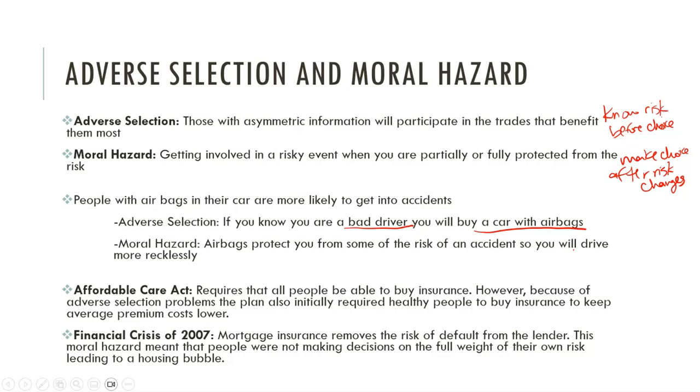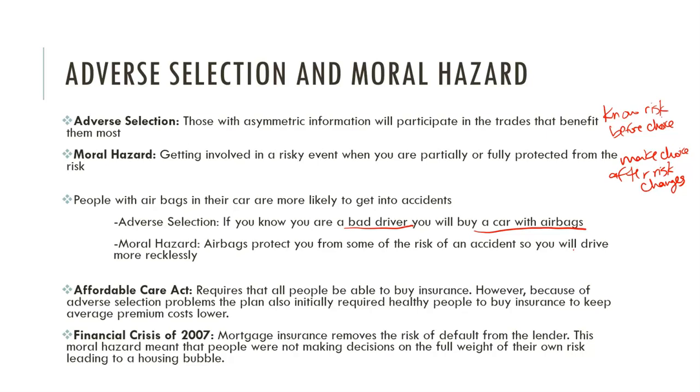Financial crisis of 2007, we had mortgage insurance. And this is still required if you get a home loan. If it's a certain amount of money for a certain number of years, you have to buy insurance, which removes the risk of default from the lender. So, default is where somebody does not pay back their loan.